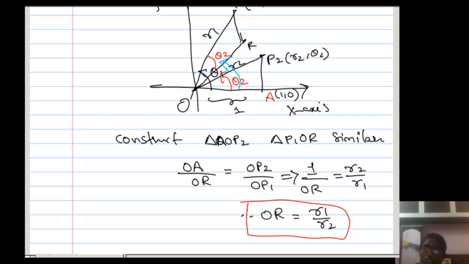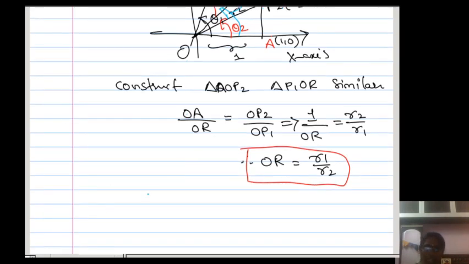This total angle is theta 1, and this angle is theta 2. So theta 1 minus theta 2 is the blue angle. Theta 1 minus theta 2 represents the angle that R makes. So R1 by R2 comma theta 1 minus theta 2 is the representation of R, that is Z1 by Z2. If you do the subtraction of the angles, you get the same thing.